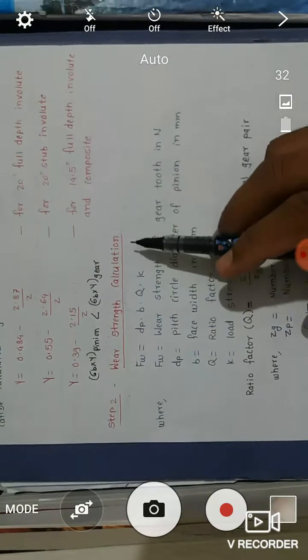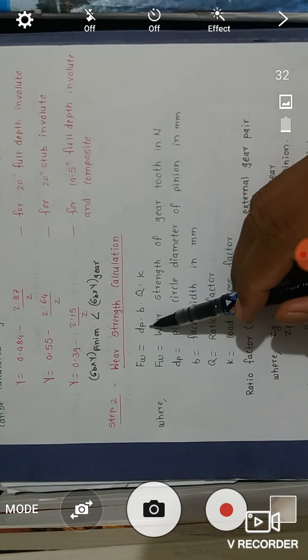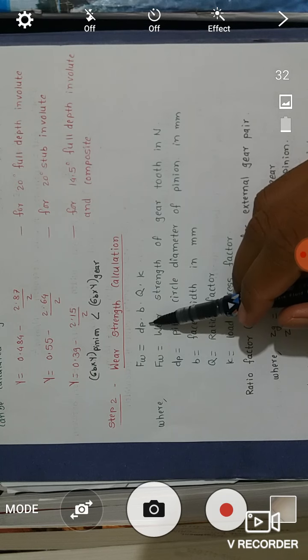Step second, that is wear strength calculation. If we see the definition, the maximum tangential force before the wear failure is called wear strength. So if we consider the wear strength equation, it becomes Fw is equal to dp into b into q into k.